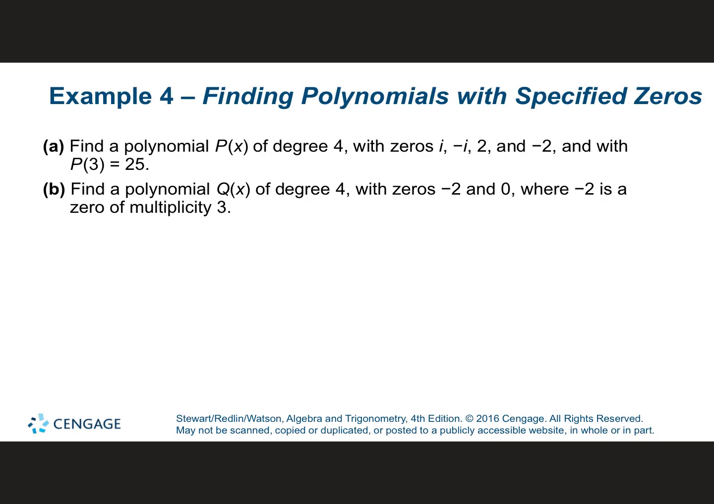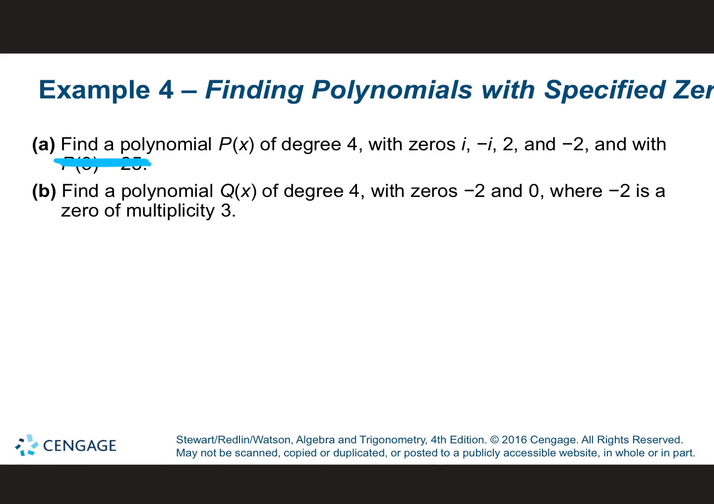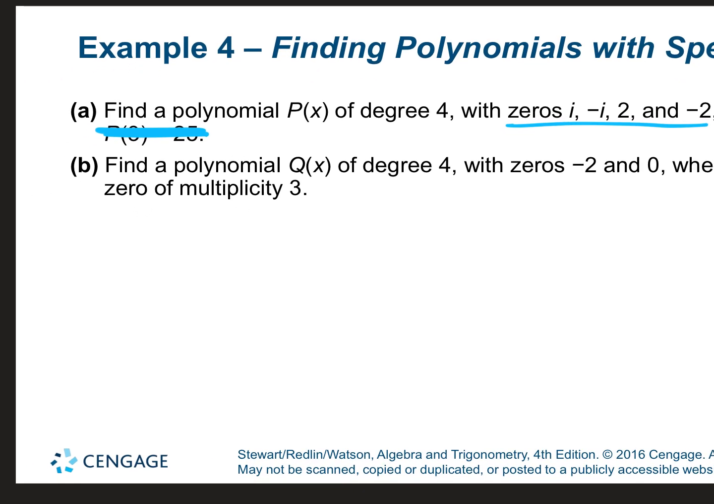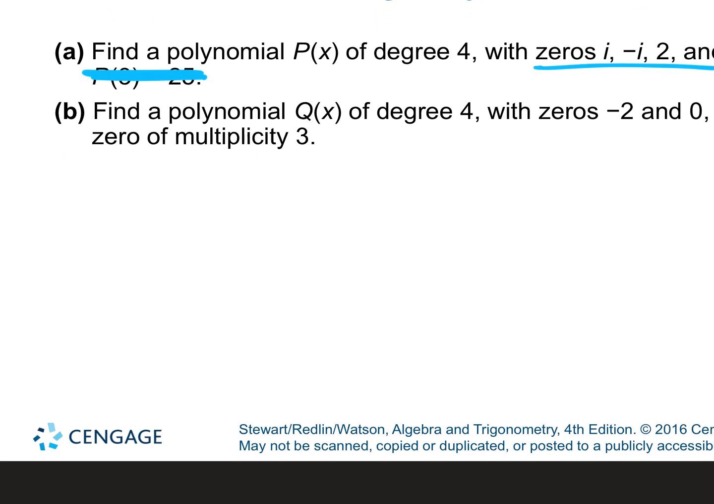So here we have to find a polynomial of degree 4 with the zeros i, negative i, 2, and negative 2. So we kind of did this before break, where it gives us the zeros. We have to come up with the polynomial, so we're working backwards. We're just going to ignore that p of 3 is equal to 25. It's just a way to help you check your work, but we want to work backwards.